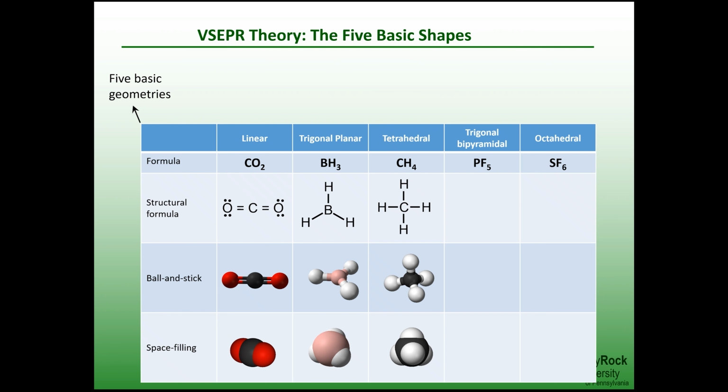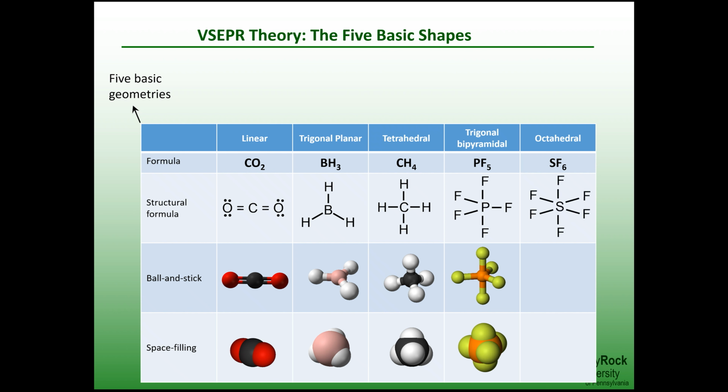CH4, with 4 electron groups, forms a tetrahedral geometry with bond angles of about 109.5 degrees. When there are 5 electron groups, as in PF5, the geometry becomes trigonal bipyramidal, and with 6 electron groups, as in SF6, the geometry is octahedral. The ball and stick models emphasize bond angles and connectivity, while the space-filling models highlight the relative sizes of atoms and how molecules occupy space.